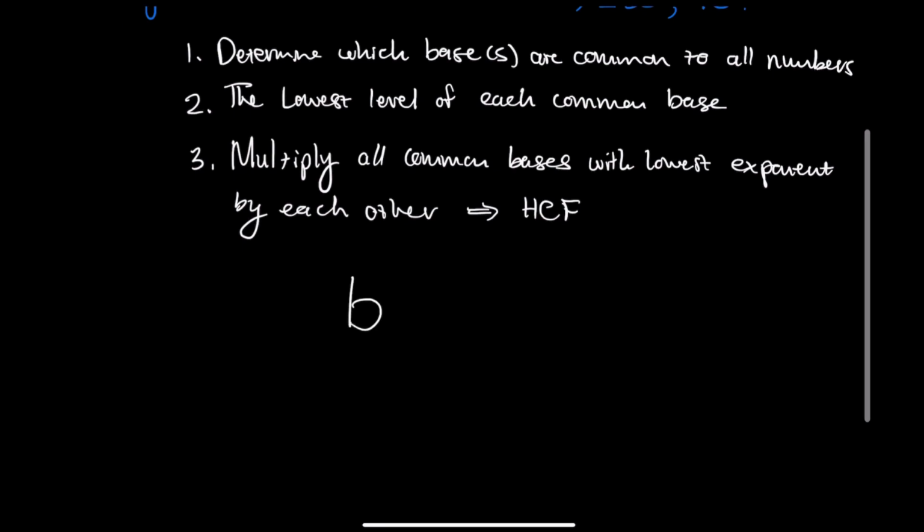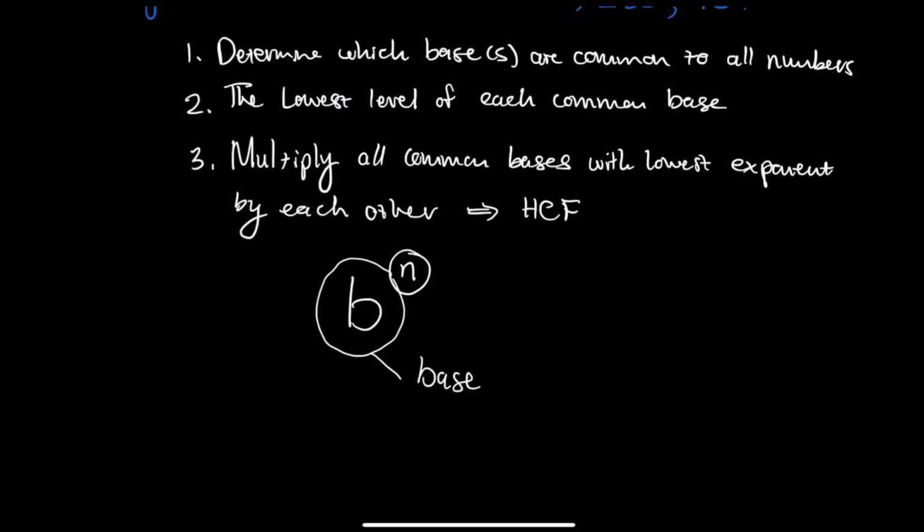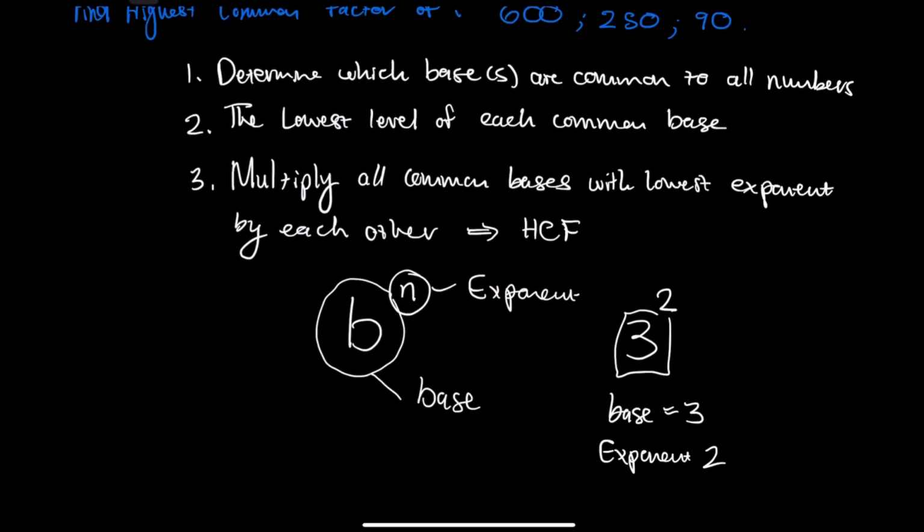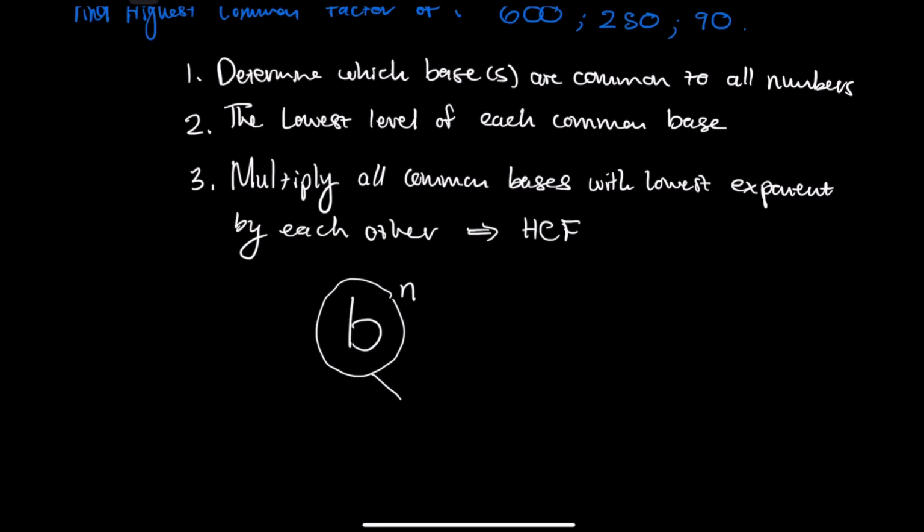So we all know when we think about b to the n, we know that this would be the base and this would be the exponent, right? So 3 squared, the base would be 3 and the exponent would be 2. Yes, this must be very clear before we proceed. Yes, I hope that's clear.